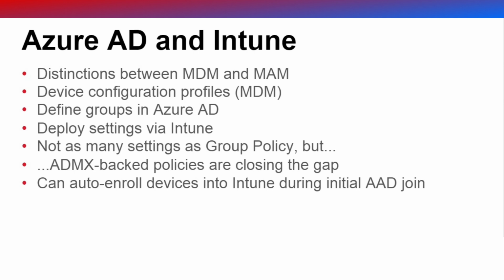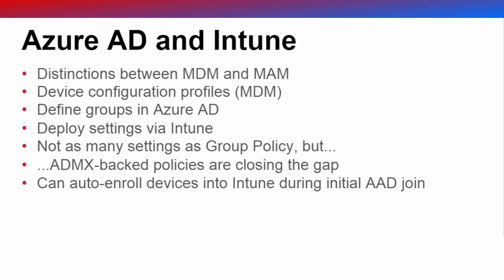Now, the problem is, with Intune, we don't have as many settings as group policy. Well, kind of a problem, but kind of a good thing too, fewer decisions to make. But we're actually closing the gap, and Microsoft is adding settings to Intune all the time. So the device configuration profiles and the security baselines that we can build in Intune are getting to be pretty sophisticated with lots and lots of settings.